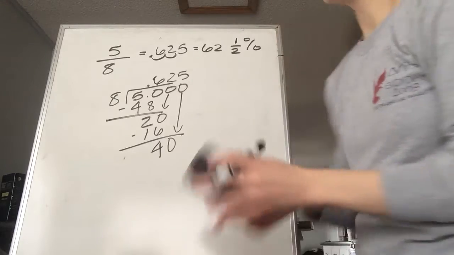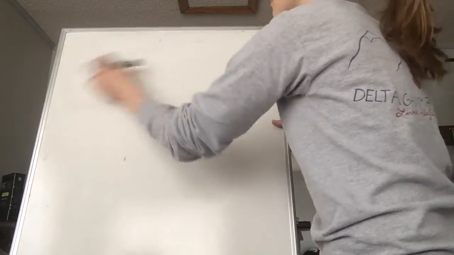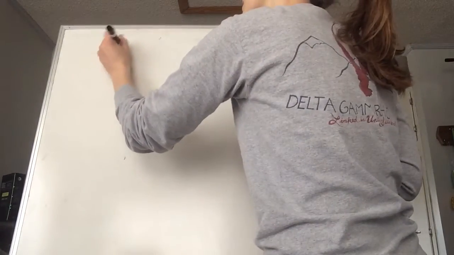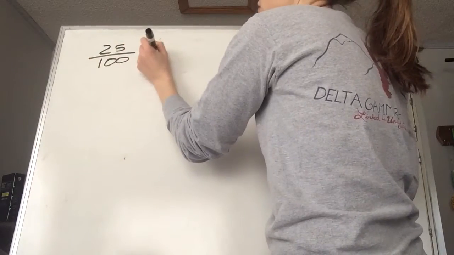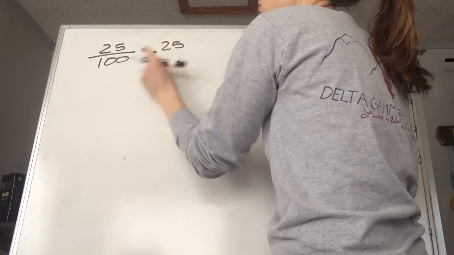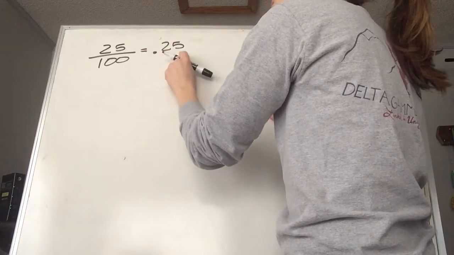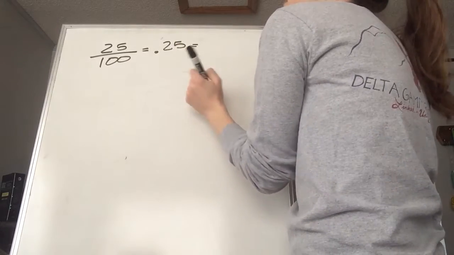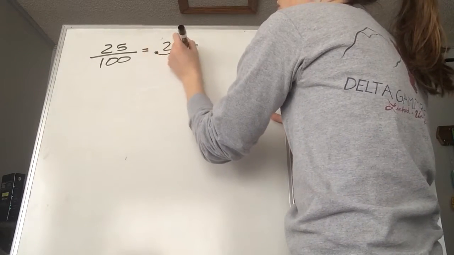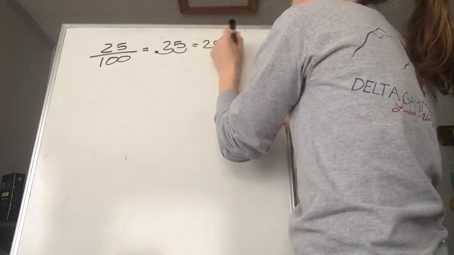Okay, and then number 16, 25/100. So 25/100 is going to be the same as 0.25. It's 25 hundredths. And then if we move our decimal 1, 2 places to the right, 25%.